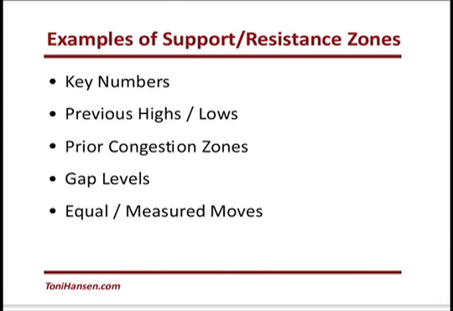A couple of the key types of support and resistance zones, and again, these are just some of them that are out there, are going to be key numbers, again, like 100, previous highs and lows, prior zones of congestion. This is one that often gets overlooked. If you have a trading range, for example, and you've got a breakout higher out of that trading range, then when it pulls back into that trading range, that zone is going to be a support level.